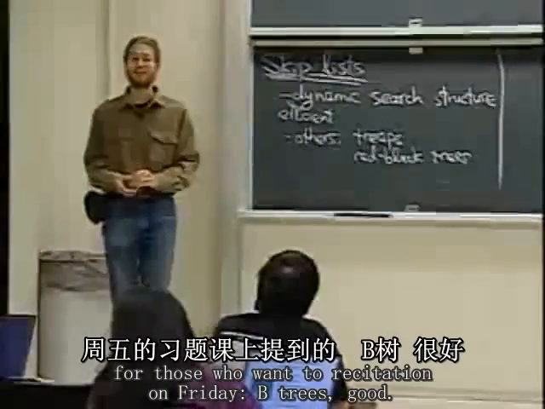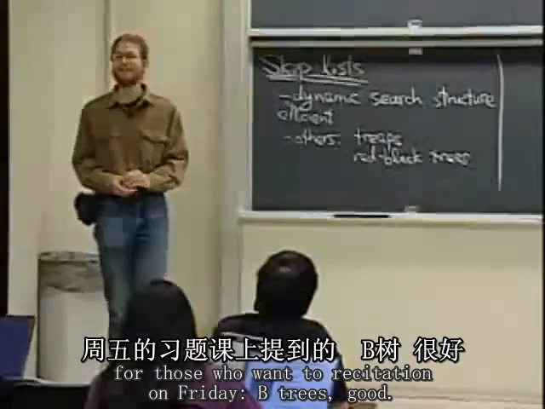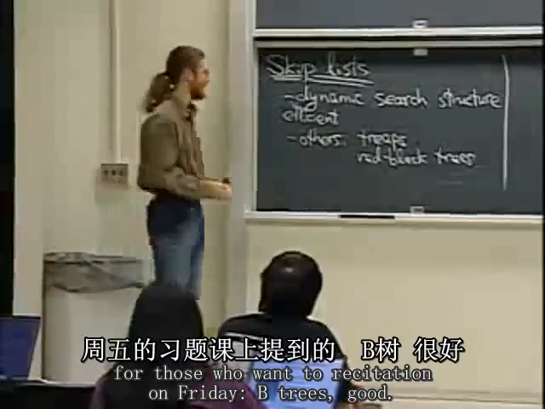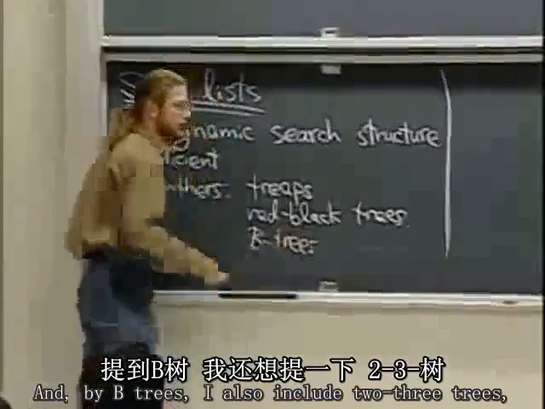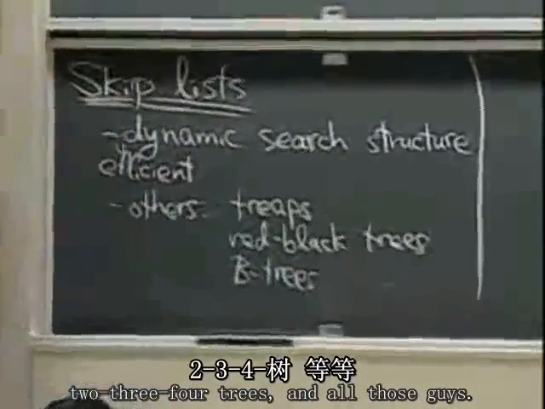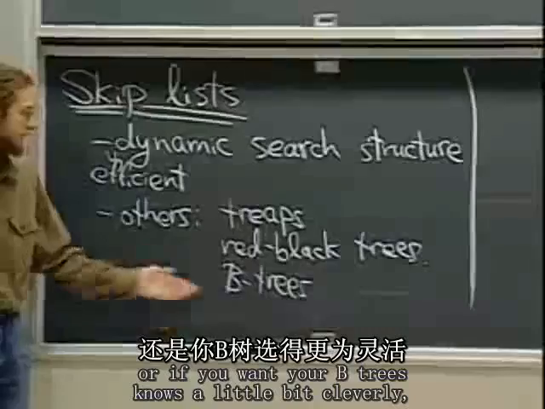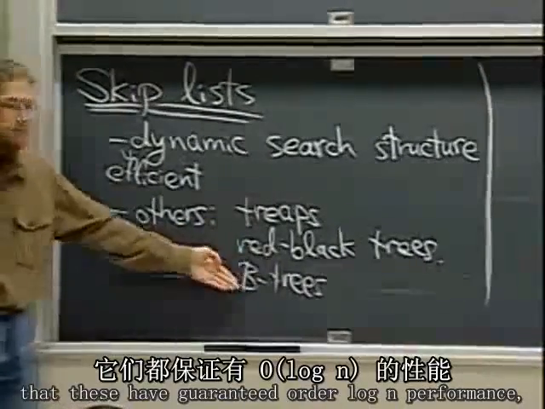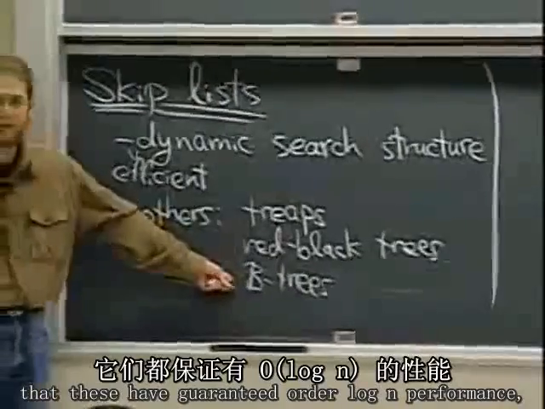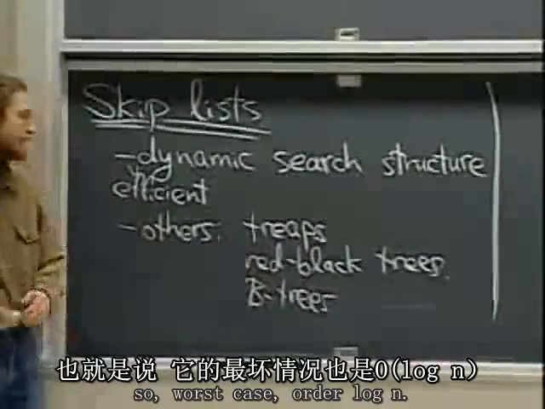And there was one more. For those who went to recitation on Friday. B trees, good. And by B trees, I also include 2-3 trees, 2-3-4 trees, and all those guys. So if B is a constant, or if you implement your B tree nodes a little bit cleverly, then these have guaranteed order log n performance. So worst case order log n. So you should know this.